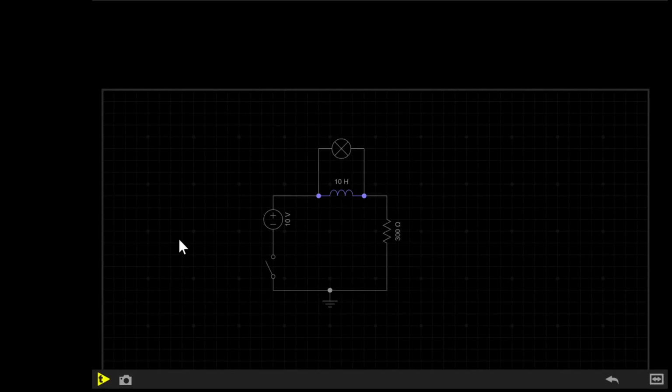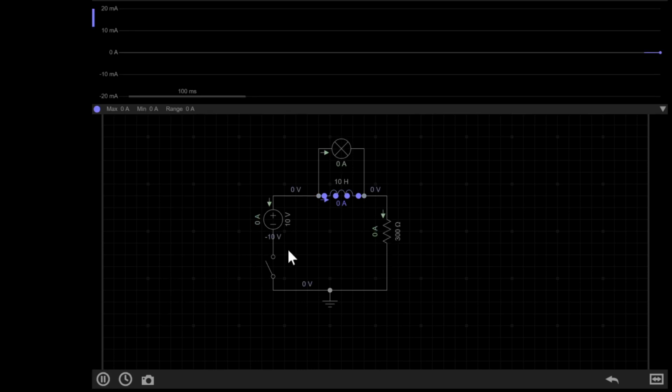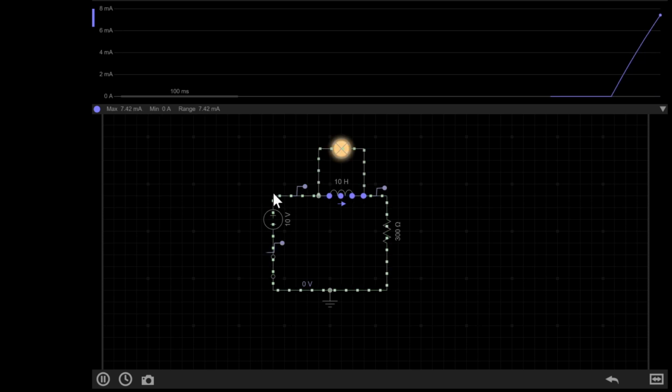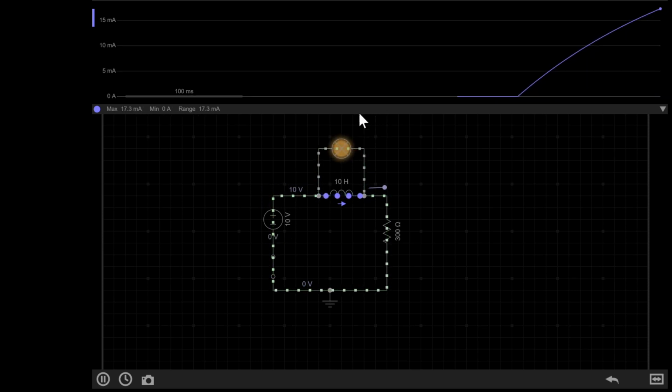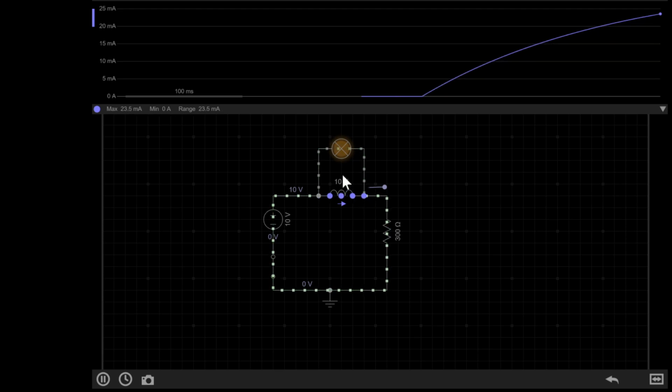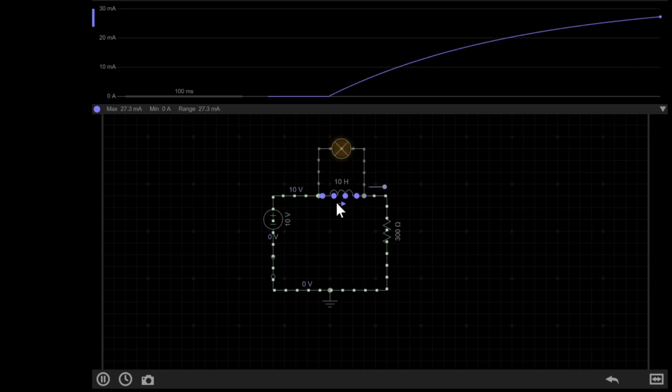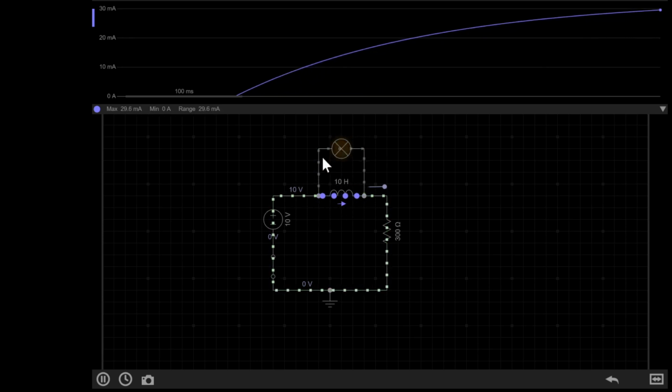This circuit has a 10 volt DC supply connected with a switch to turn it on and off, as well as a large inductor, a bulb in parallel, and a resistor. Now, if I play the simulation and toggle the switch, you'll see initially the bulb lights up. This is because initially the resistance of the bulb is much lower than the resistance of the inductor, so the bulb gets the majority of the current.